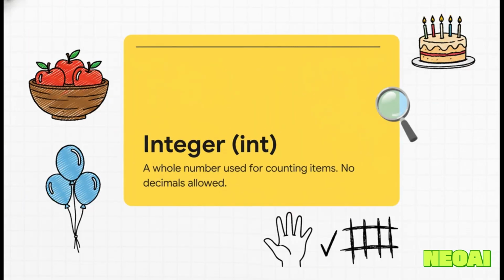Next up, we've got the integer. And this one is super straightforward. It's for counting stuff. How many cookies are in the jar? How many years old are you? If it's a whole number, no decimals allowed, then boom, it's an integer.